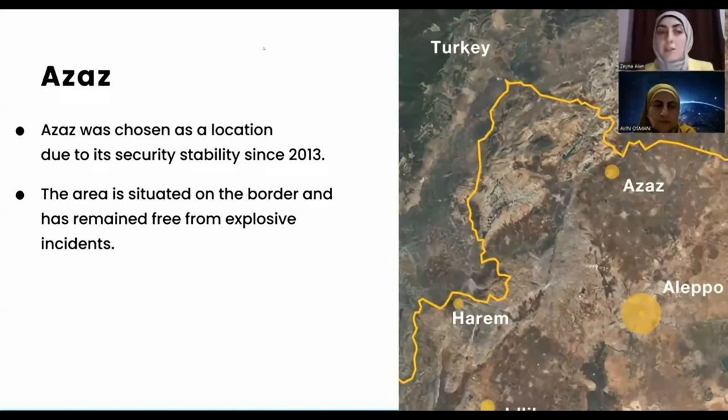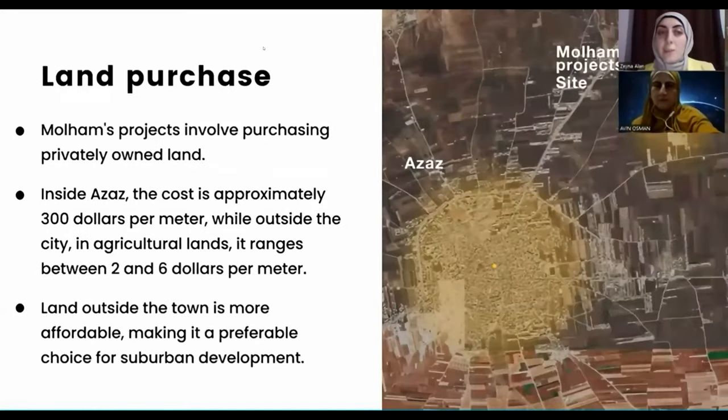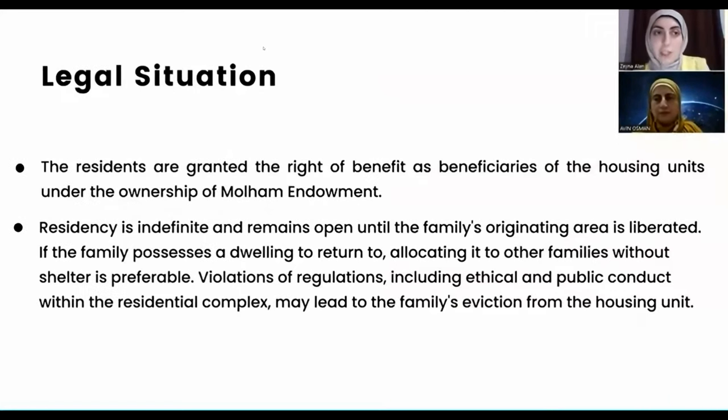They are settled in Azaz because Azaz is near the border, which gives it more protection and security compared to other regions. When they started purchasing land, they concentrated on land with private ownership, buying it directly from its owner. They bought lands outside Azaz because they are more affordable in comparison to inside the sub-district.